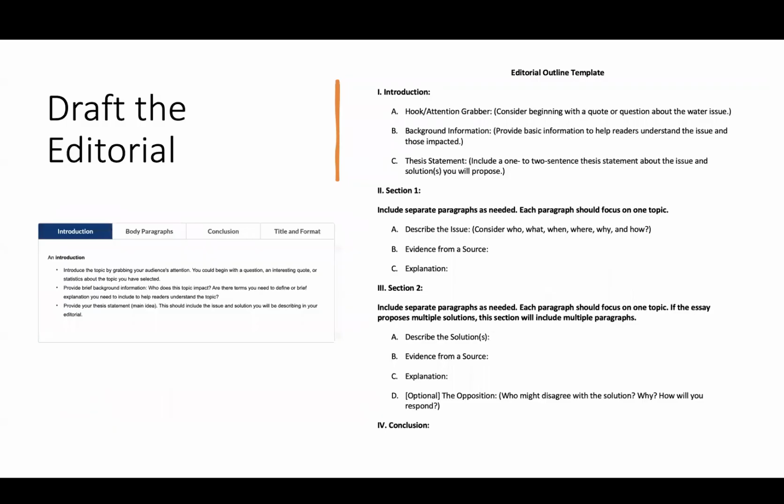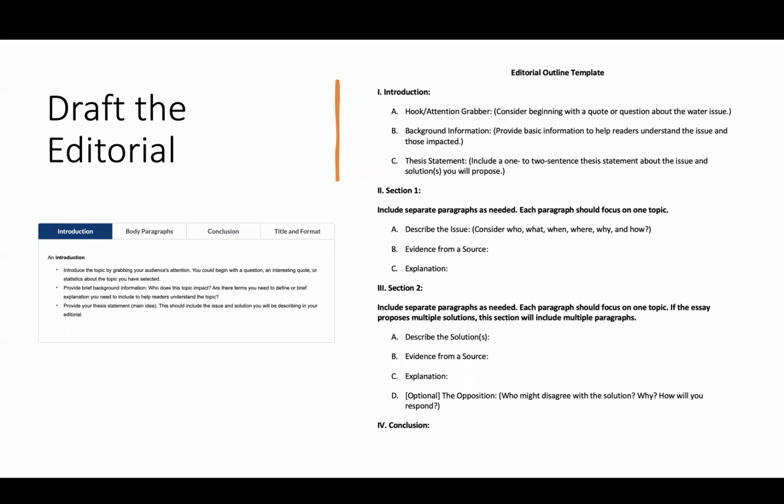After planning out your ideas through that generating ideas assignment, then you're asked to draft your editorial. You will see that there is a table that looks like this that includes some explanation to help you create an introduction paragraph, several body paragraphs, and a conclusion. There's also some information to help you use MLA format. Also in this area, you'll see that there's an editorial outline template. And so you do not need to turn in this outline, but I would encourage you to use it to help you plan out the organization of your editorial.